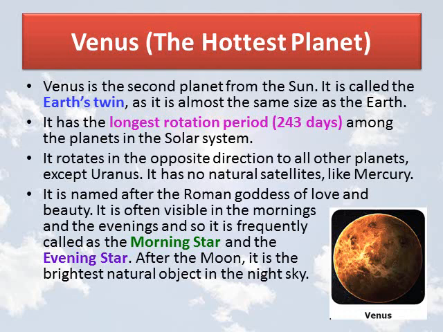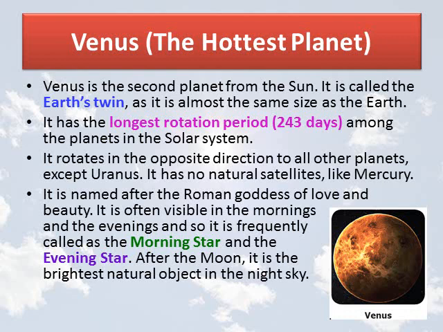It is named after the Roman goddess of love and beauty. Mercury gets its name from the messenger god. Venus gets its name from the Roman goddess of love and beauty. It is often visible in the mornings and evenings, and so it is frequently called the morning star and the evening star. After the moon, it is the brightest natural object in the night sky.